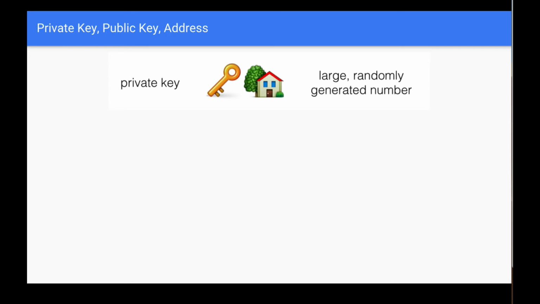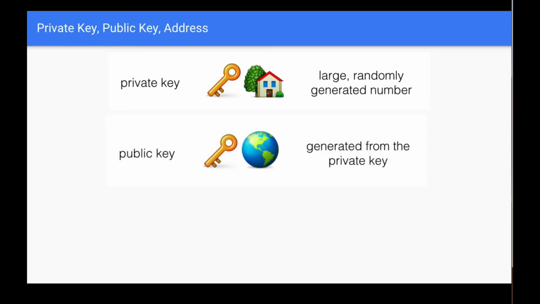So the first thing we will define is a private key. It's a large randomly generated number. It's private, it's only for you. Then there is a public key, which is generated from the given private key once you have signed up for Bitcoin. And then there is an address generated from the public key.